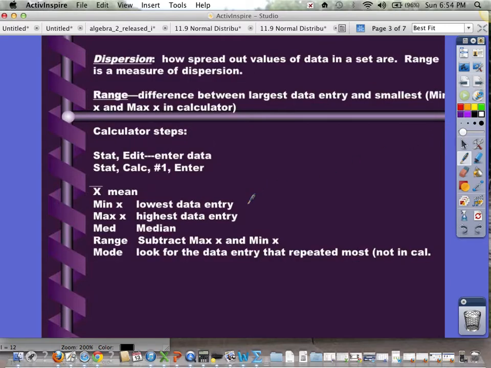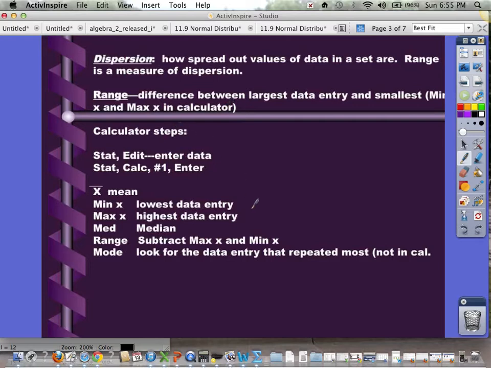All right, so dispersion is how spread out values of data are in a set. Range is a measure of dispersion. Range can tell you the difference from the lowest or smallest data entry to the highest data entry. So you'll use min x and max x in the calculator for that, and then you will subtract the difference.